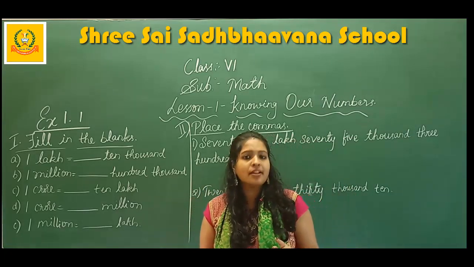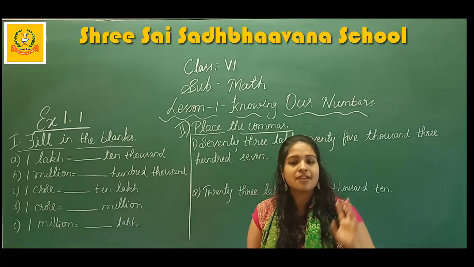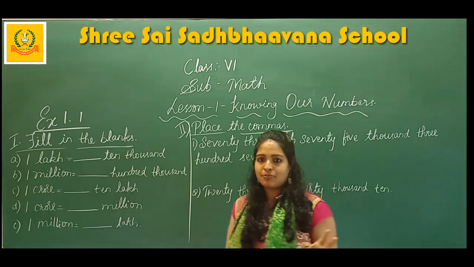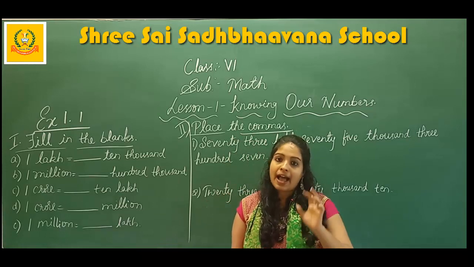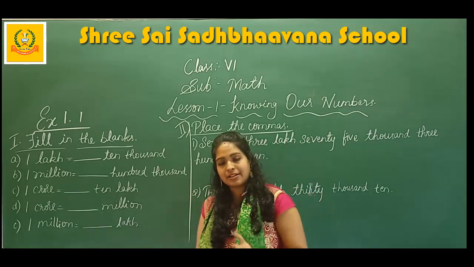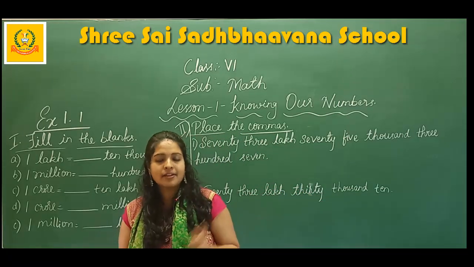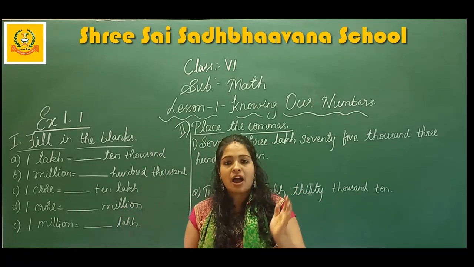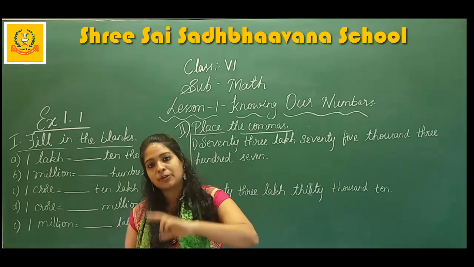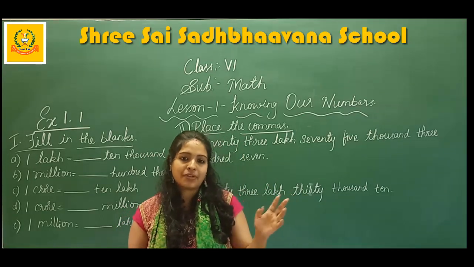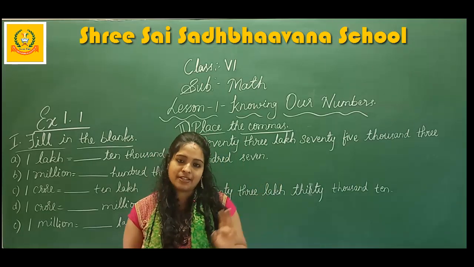Do you all remember, children? We follow two types of numeration: the Indian system of numeration and the international system of numeration. We also discussed the place value chart and how to place the comma. Now tell me, according to the Indian system, how do we place the comma? The first comma comes after 3 digits from the right side, then after 2 digits, then 2 digits. In the international system, you place commas after 3 digits, 3 digits and 3 digits.